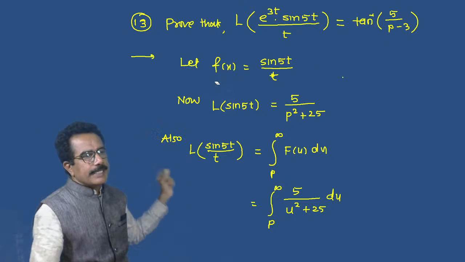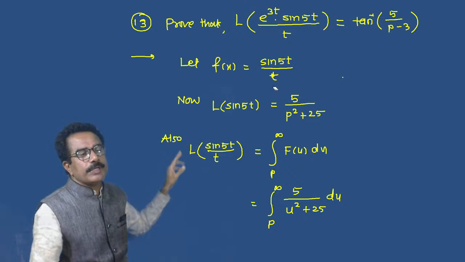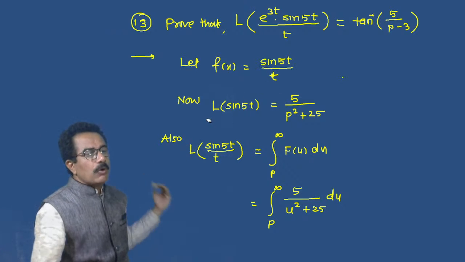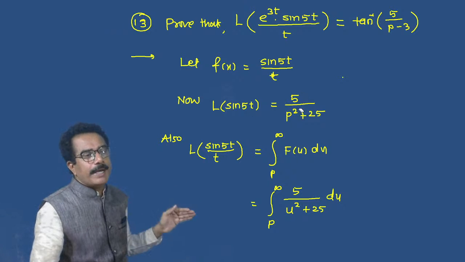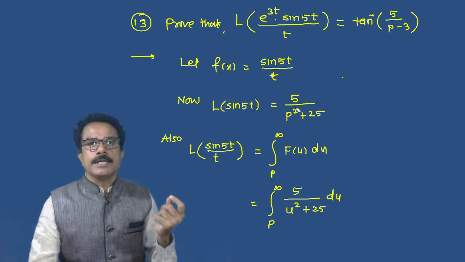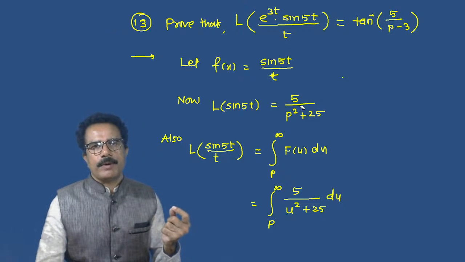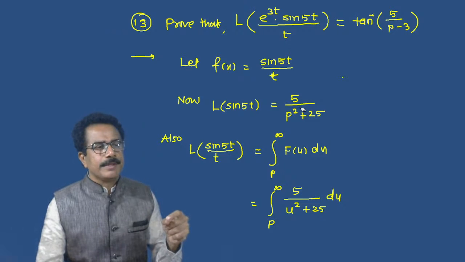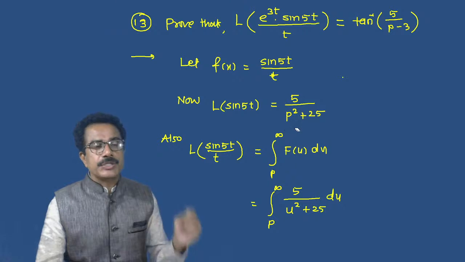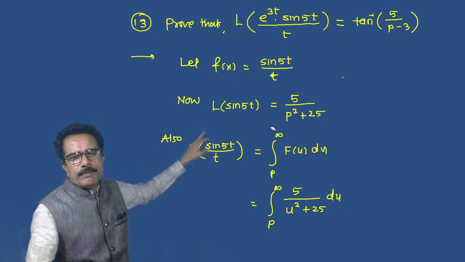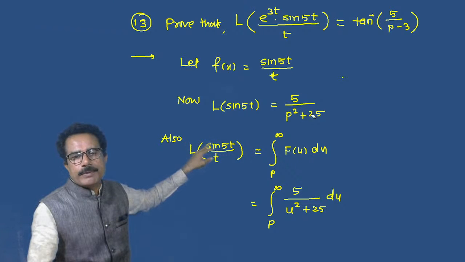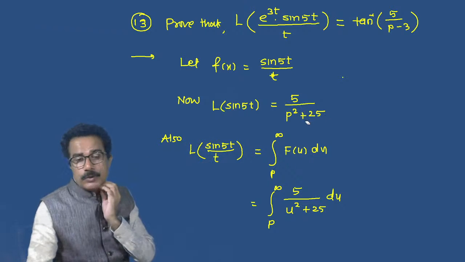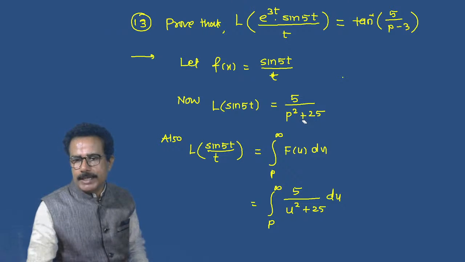Now suppose that f of t is equal to sin 5t divided by t. Now the Laplace transformation of sin 5t, according to the standard form of the Laplace transformation of sin at, is a divided by p square plus a square. In this way, sin 5t gives 5 divided by p square plus 25. Do you understand this, students?